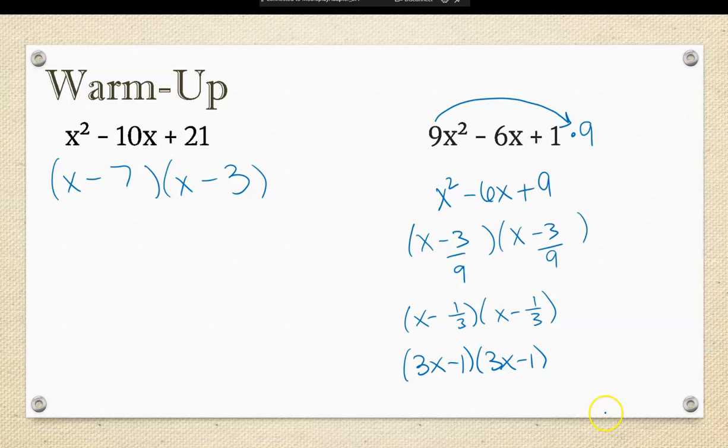Bonus question, how could I also write this answer? Robert? 3x minus 1 squared. Yes. Because you got the same thing twice, right? This is a special one. This is called a perfect square trinomial. Because wasn't 9 a perfect square? Wasn't 1 a perfect square? You see that? So you could square root each, and then because it's a plus 1, it's the same sign, minus 6 in the middle, they're both negative. So this is a special perfect square trinomial example.